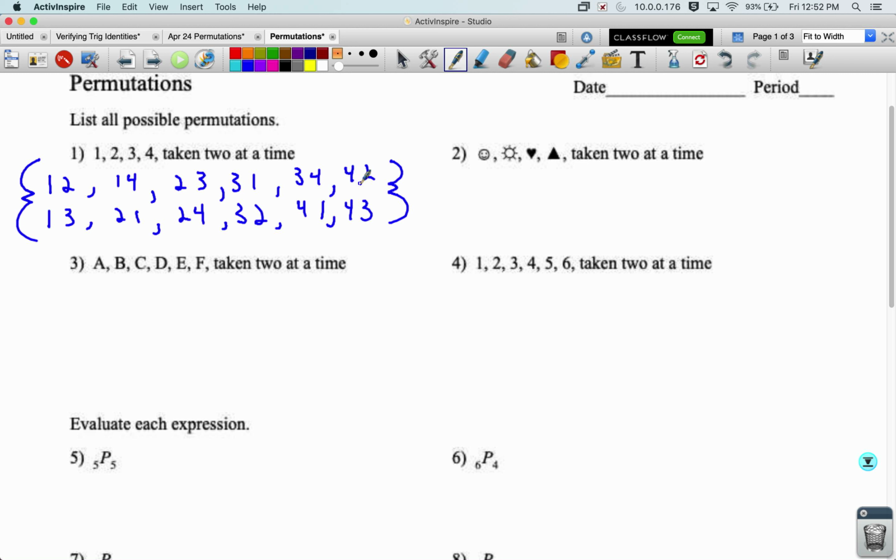I'm just going to do that on my calculator real quick. 4, then I hit math, I go over to nPr, and I plug in a 2, and I do get a 12.